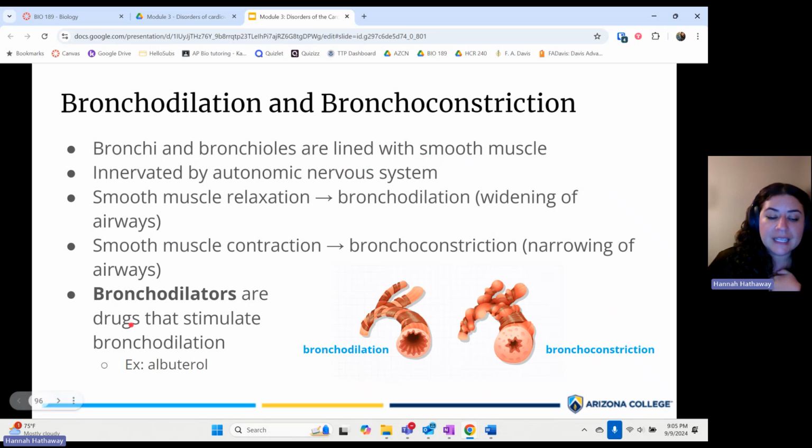So there's a class of medications that helps stimulate bronchodilation. That would be bronchodilators. If you, for example, have asthma and you have an inhaler, that inhaler is a bronchodilator, most likely something like albuterol. You just breathe it directly into your airways, and it acts on those smooth muscles to tell them to relax and widen the airways, which is going to improve your breathing.